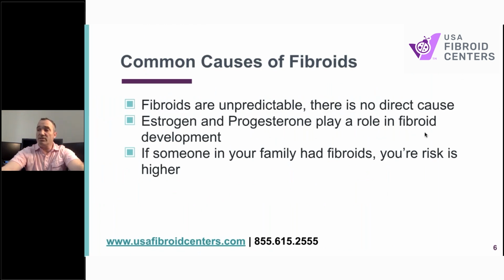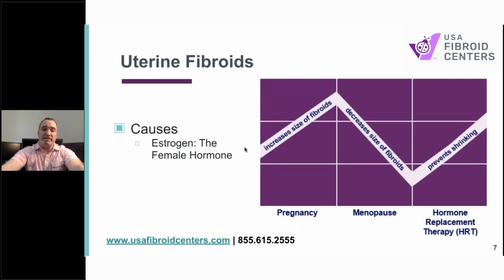There's no direct cause. What we do believe is that estrogen and progesterone do play a role in their development. And we also understand that there is a genetic predisposition to developing uterine fibroids. As I said earlier, we understand that the female hormones like estrogen and progesterone are involved in the development of fibroids.